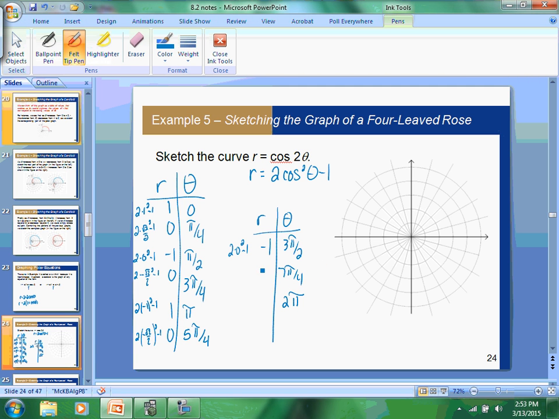For 7 pi over 4, I should get the same as pi over 4, I should get 0. So that's going to be 7 pi over 4, cosine of that would be square root 2 over 2. So I'll have the square root 2 over 2 squared. That's going to be 2 over 4 times 2 is going to be 4 over 4, which is 1, minus 1, which is 0. And then for the 2 pi, that's going to be the exact same thing as the 0.